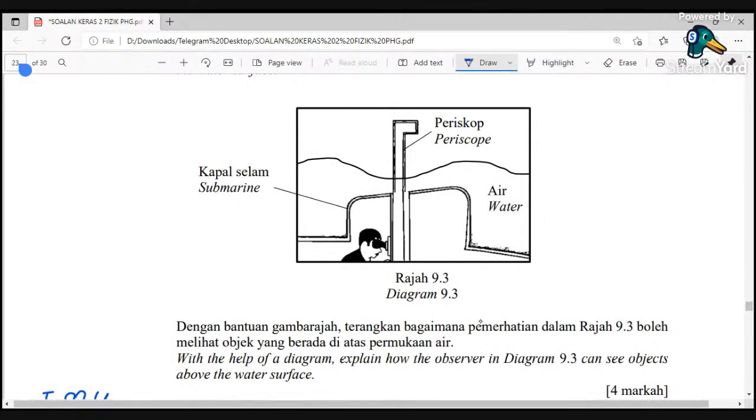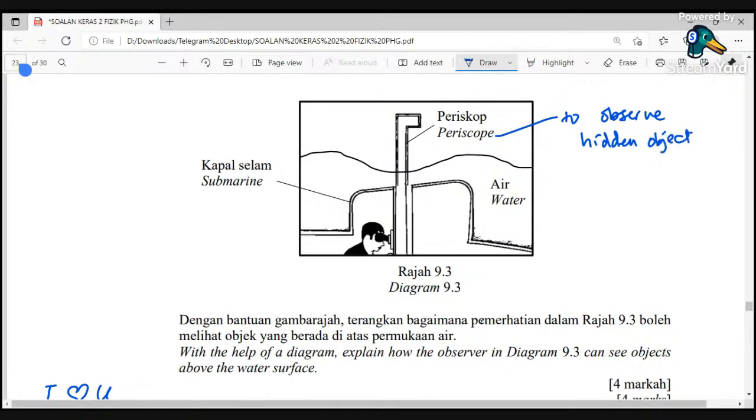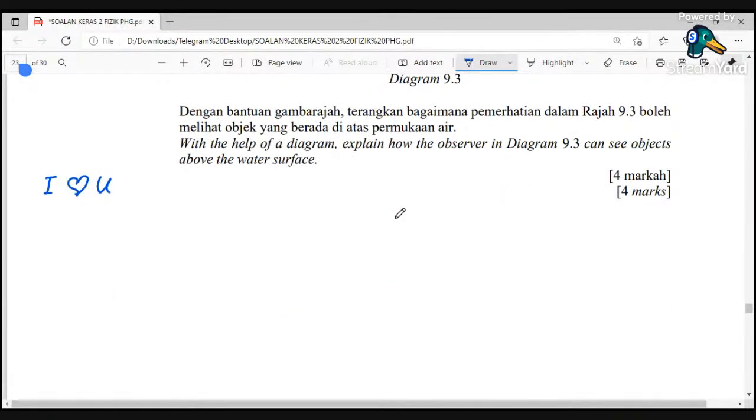Normally for periscope used for what? To observe what? Normally to observe hidden object. Objek yang terlindung di sebalik dinding contohnya. Ataupun dekat laut, the ship using periscope to observe whether there is an iceberg or what. Okay, or any other ship at the surface of water. So itu periscope. With the help of diagram, explain how observer can see objects above the water surface.